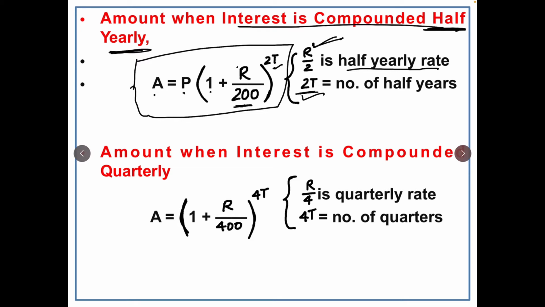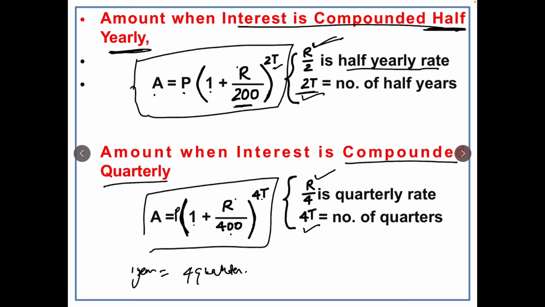Okay, in a similar way, if the interest is compounded quarterly, as we know 1 year is equal to 4 quarters. So in this case the rate will be divided by 4 and time will be multiplied by 4. Okay, so the formula will become A equals P into bracket start 1 plus R divided by 400, and the power will be 4t. Okay, why are we doing it 2t and 4t? Because 1 year is equal to 2 half years.